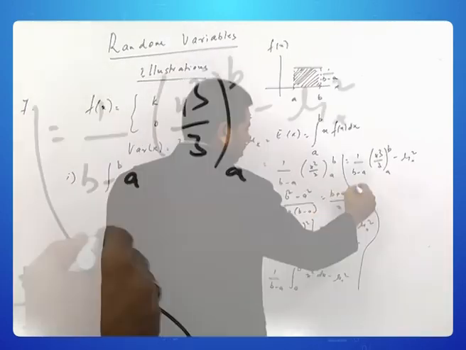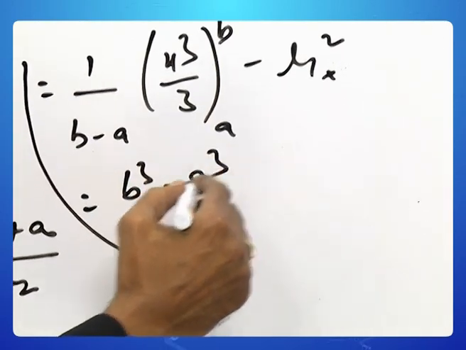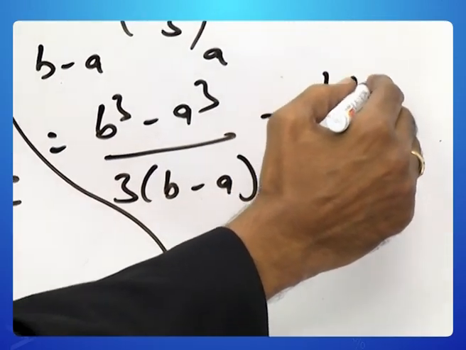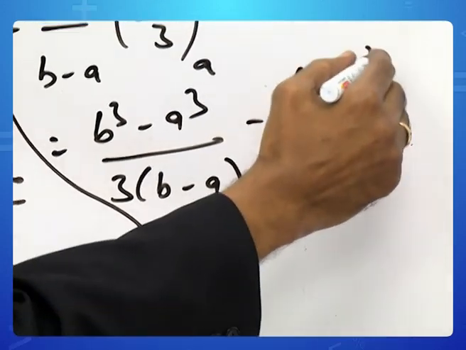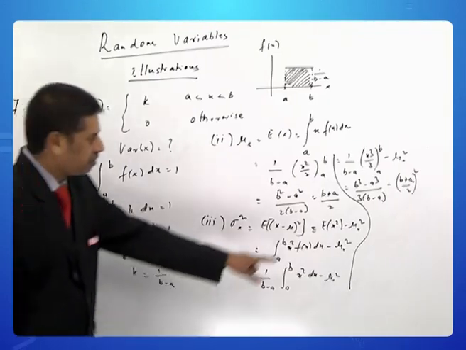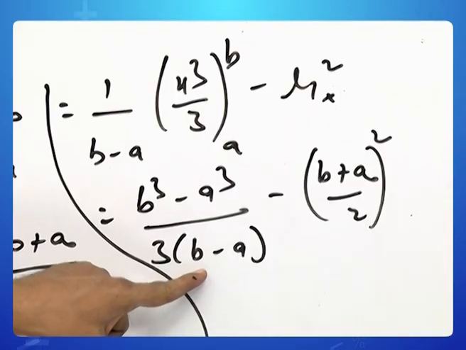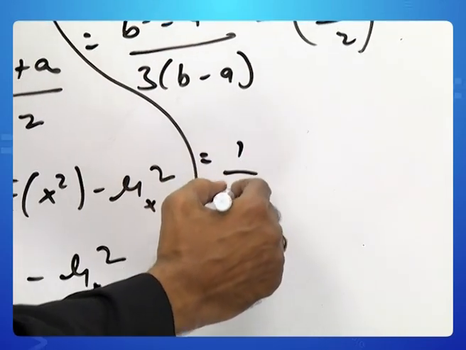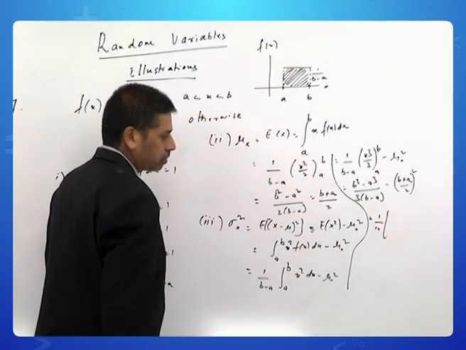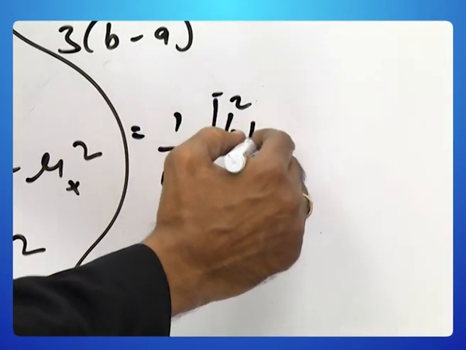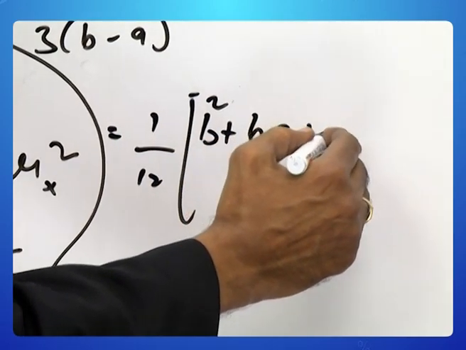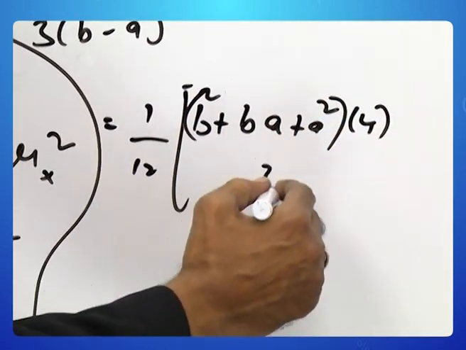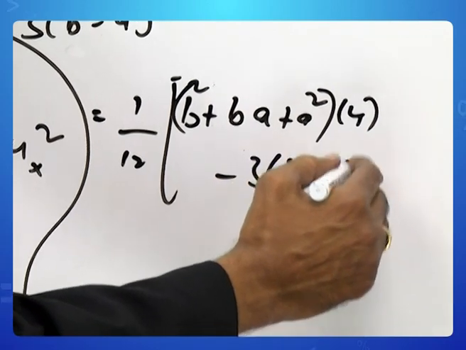So what do you get? You will get b cube minus a cube by 3 times b minus a minus b plus a by 2 whole squared. So how can we simplify? Factorize this, and 1 by b minus a will get cancelled, and you can take the LCM of 3 and 4 as 12, so 1 by 12, and what do you get? B square plus ba plus a square times 4 times this minus 3 times b plus a whole squared.